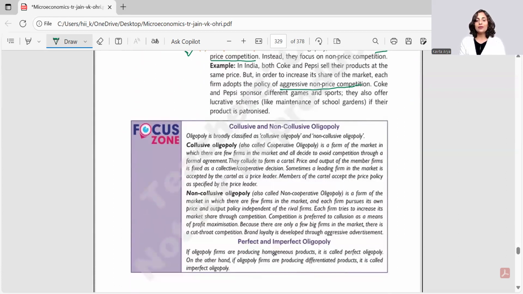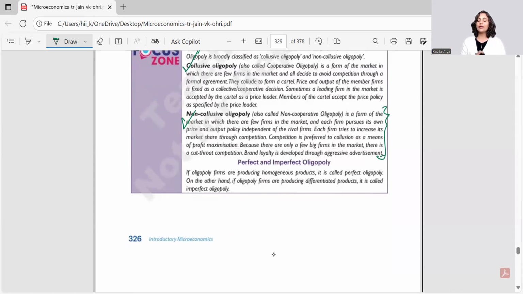As I told you, collusive and non-collusive oligopoly: collusive means where they unite together when they are not working as rivals to each other, and non-collusive means when their decisions are independent of each other, when they are not colluding with each other for price and output decisions. So here they are working as rivals to each other, right? Perfect and imperfect oligopoly, as I told you here, the market product may or may not be homogeneous. So if they are working on a homogeneous product, it's called perfect oligopoly. And if it is a differentiated product, it's called imperfect oligopoly.